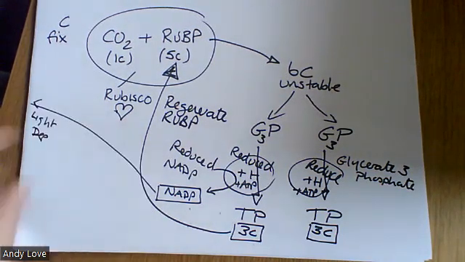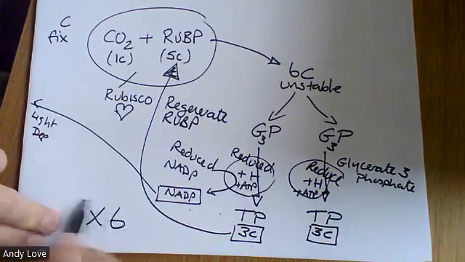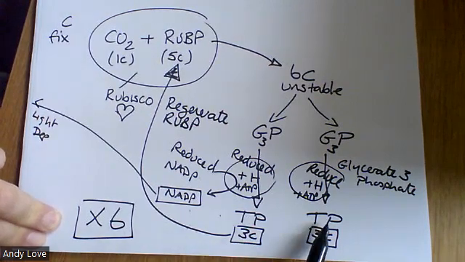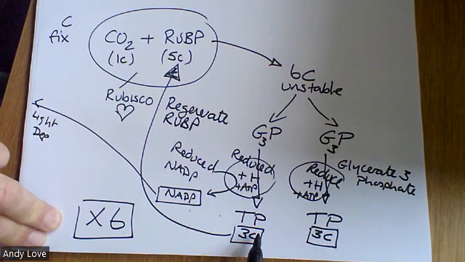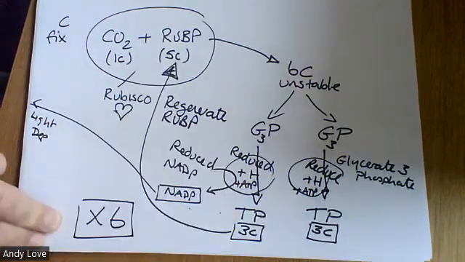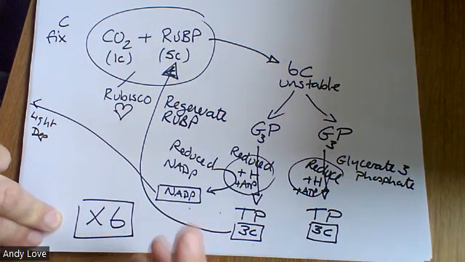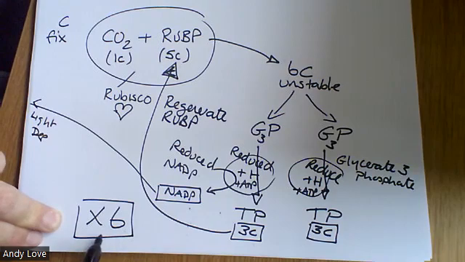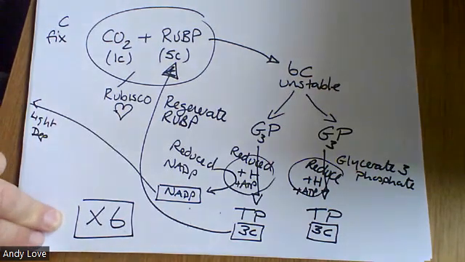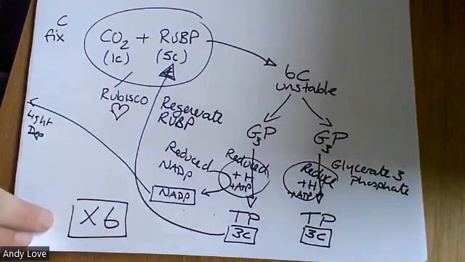So how does this actually work? Well, it's got to go around 6 times before we make a molecule of glucose. And the key is this, because TP plus TP contains 3 plus 3, which is 6. But we only need 5 of those carbons to regenerate RUBP. So theoretically, you're chucking out a carbon each time. And if you go around 6 times, you'll have 6 carbons. So you could argue, well, I've got a 6 carbon sugar.